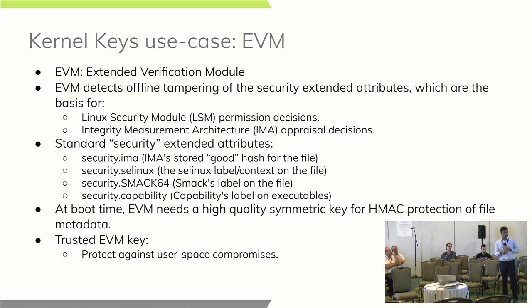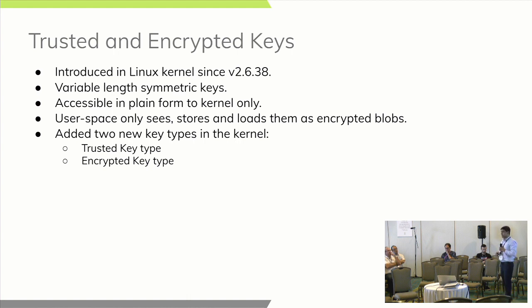These are the use cases which the trusted and encrypted keys framework tries to address in Linux. It was introduced in kernel version 2.6.38. It provides variable-length symmetric keys, which could only be accessed in plain form in the kernel, because that's where all the crypto operations are done. User space only sees them as encrypted blobs during load and store operations. It provides two new key types in the kernel: the trusted key type and the encrypted key type. In the next slide, we will go into deeper details about these key types and what they refer to.